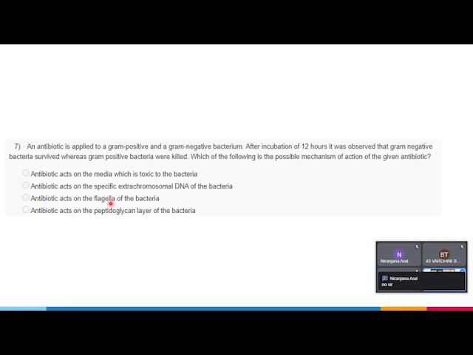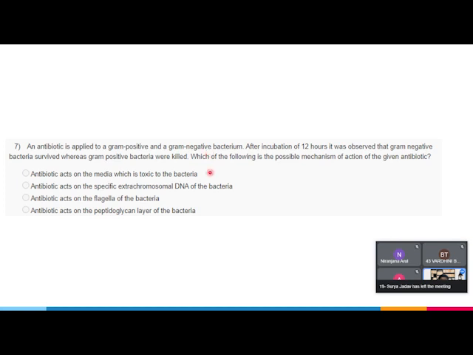So we move forward, and next is another question on gram staining. An antibiotic is applied to a gram positive and a gram negative bacteria. After incubation of 12 hours, it was observed that gram negative bacteria survived, whereas gram positive bacteria were killed. Which is the following possible mechanism for the action of the given antibiotic?